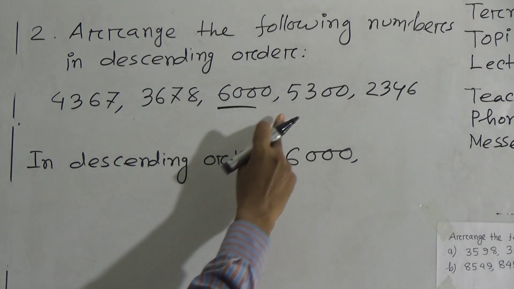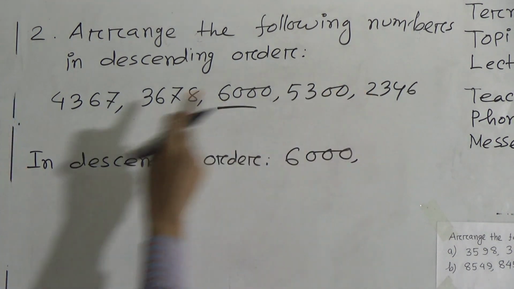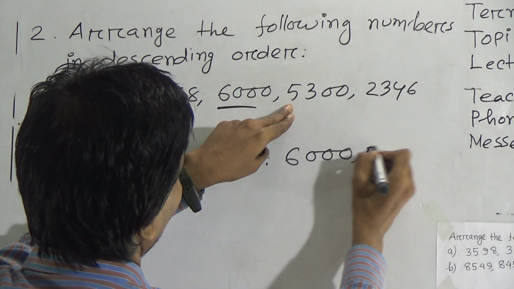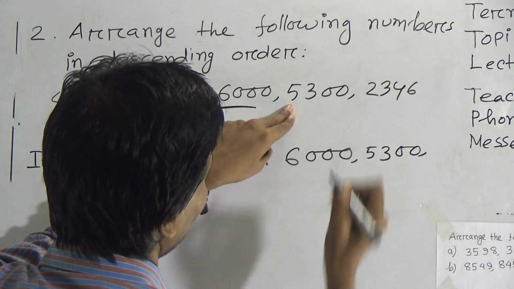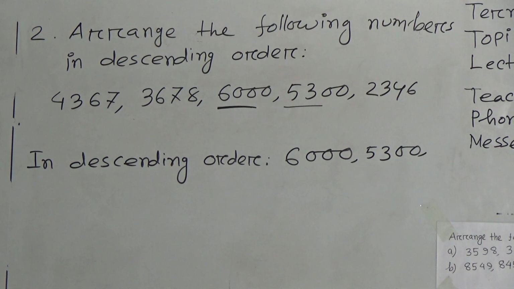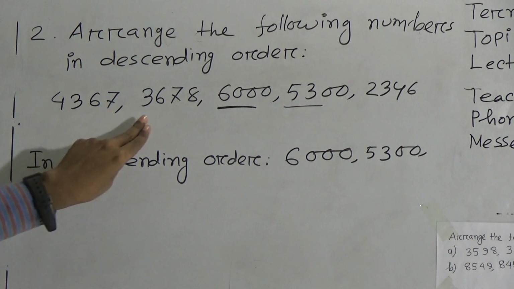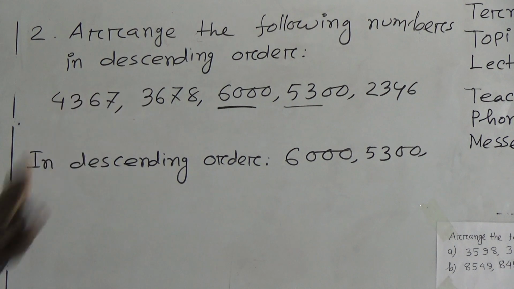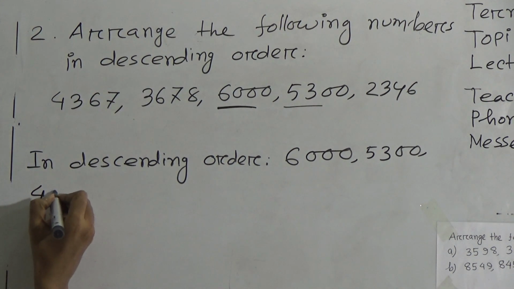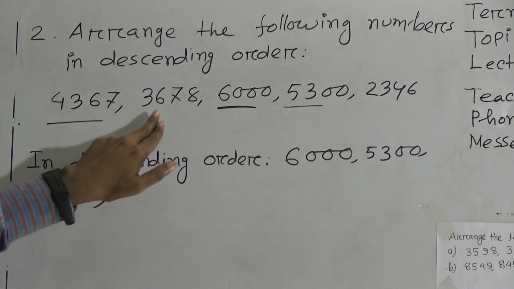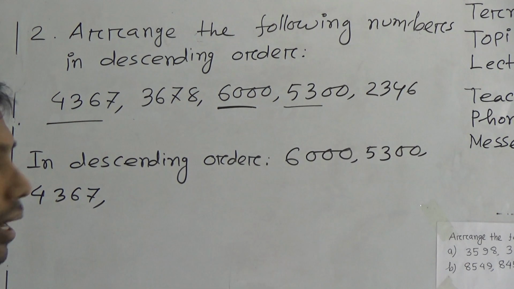Look, thousands place 5, 2, 3, 4. Which one is the bigger? Obviously, 5, 3, double 0. That means 5300. Now, set aside these two numbers. Which one is the bigger? Look, thousands place 4, thousands place 3, thousands place 2. So obviously 4367, right here 4367.